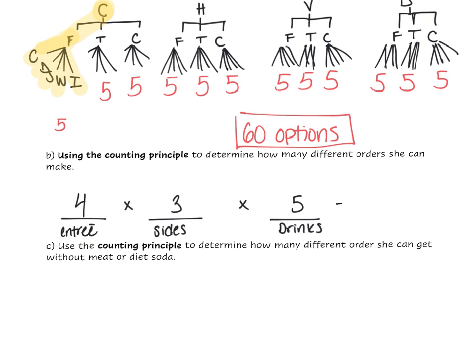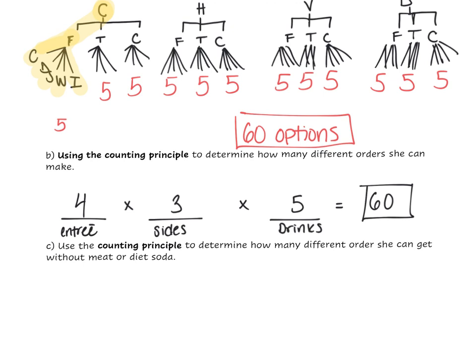So take a minute, pause the video, do 4 times 3 times 5 in the calculator, and see if you get 60, and then hit resume when you're ready to continue. All right, you definitely should have gotten 60. So 60 options. Much, much easier than drawing a tree diagram. So I'd like to continue to use the counting principle moving forward.